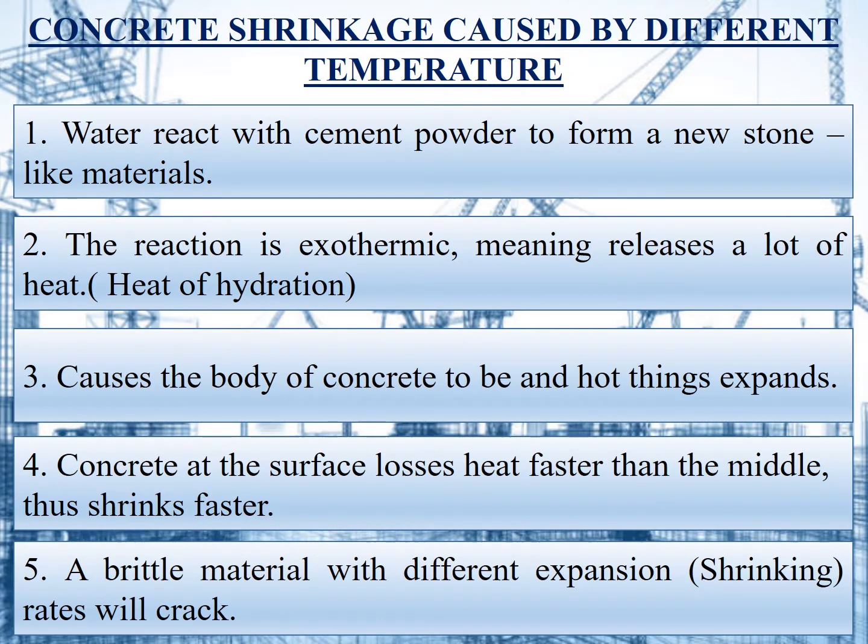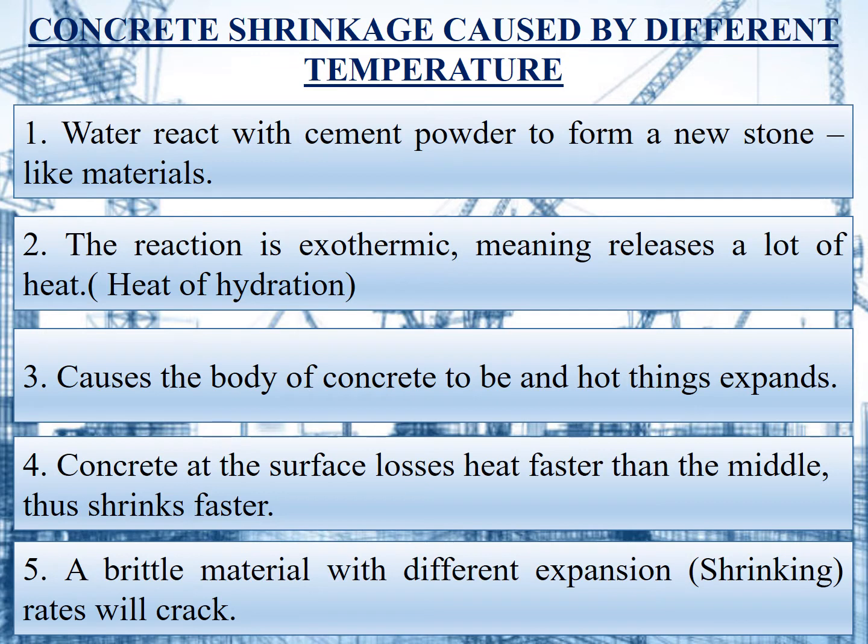Now let's check the concrete shrinkage caused by the different temperature, the second causing factor. You may know, water reacts with cement powder to form a new stone-like material. The reaction is exothermic, meaning it releases a lot of heat in the hydration process. That causes the body of concrete to get hot, and hot things expand. Concrete at the surface loses heat faster than the middle, so it shrinks faster. A brittle material with different expansion and shrinking rates will get cracked.